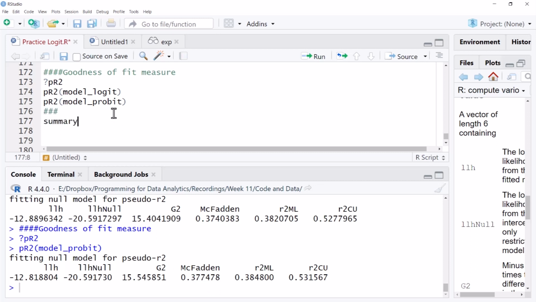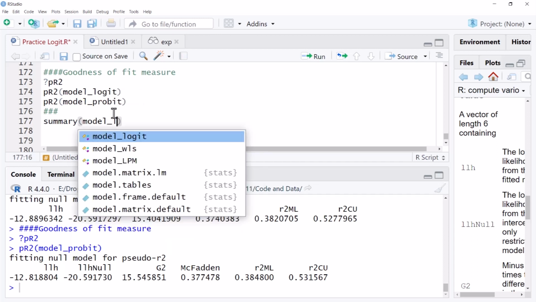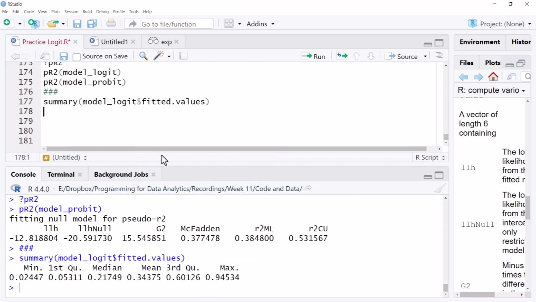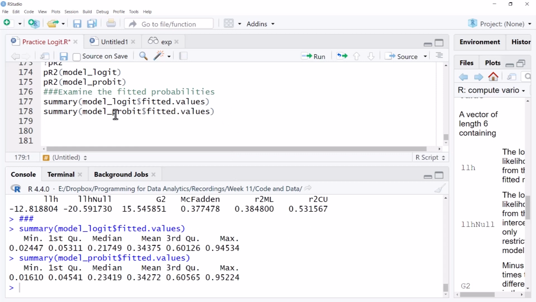Similarly, let me summarize the fitted probabilities for logit. They are here, and similarly here we examine the fitted probabilities for probit. They range from 0.024 to 0.945 for logit. For probit, they are in fact quite similar, starting from 0.016 and going up to 0.95. So we observe a similar kind of distribution.